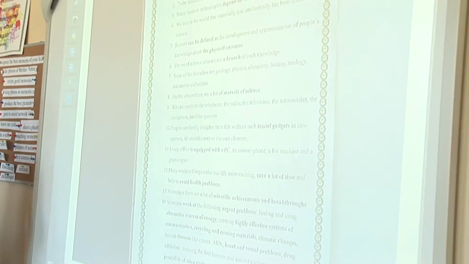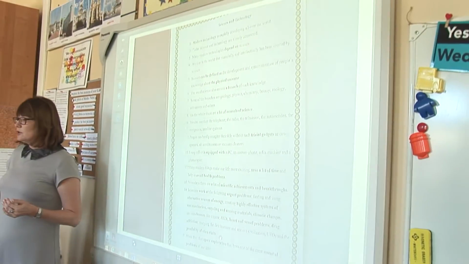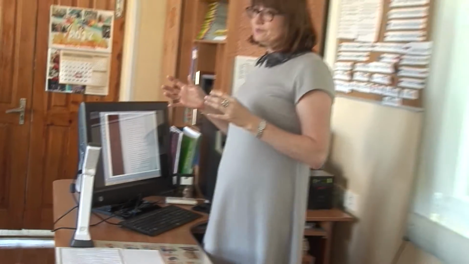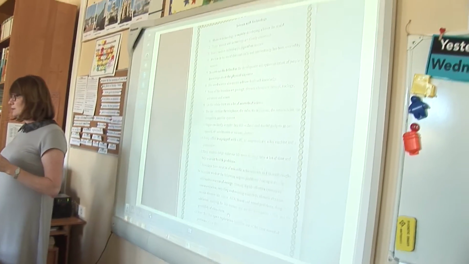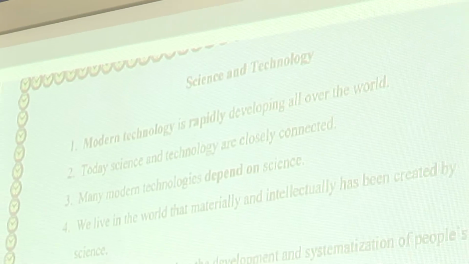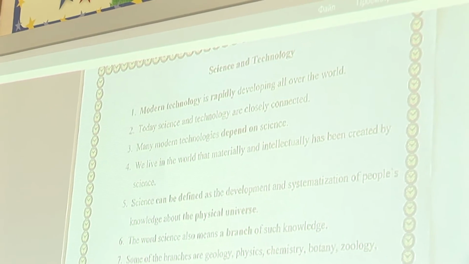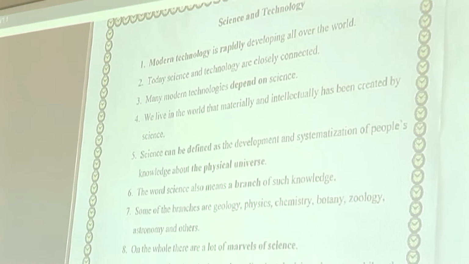When starting to study a topic, our students are given different texts. Here you can see science and technology. So the topic is science and technology. Actually, students are given 3 topics: science and technology, general topic, then computers and outstanding scientists of Russia and abroad, English in particular.